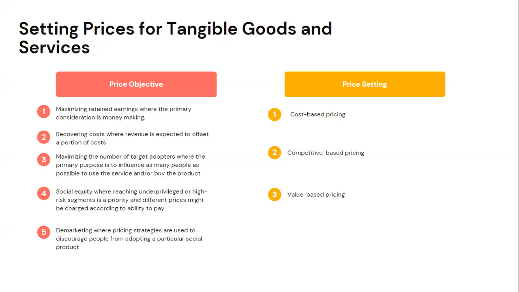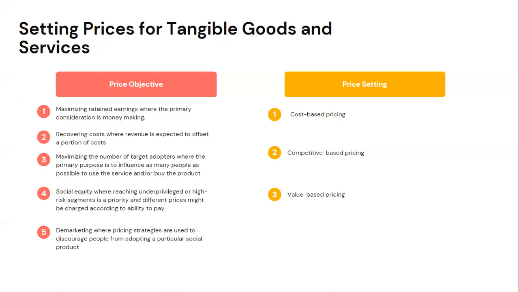So the things that we can consider as objectives are, first, maximizing retained earnings, where the primary consideration is money making. Second is recovering costs, where revenue is expected to offset a portion of costs. We can also maximize the number of target adopters, where the primary purpose is to influence as many people as possible to use the service or buy the product. An example of this is providing free, say, condoms to farmers.